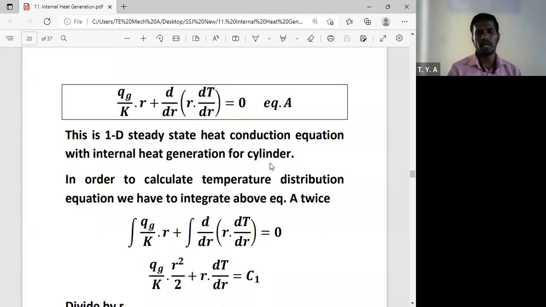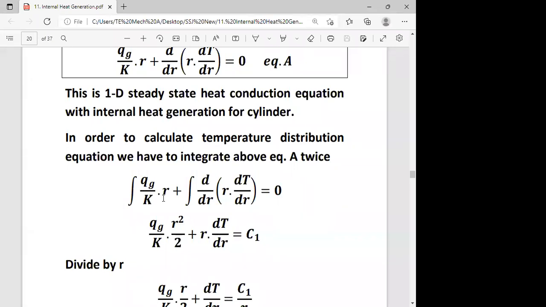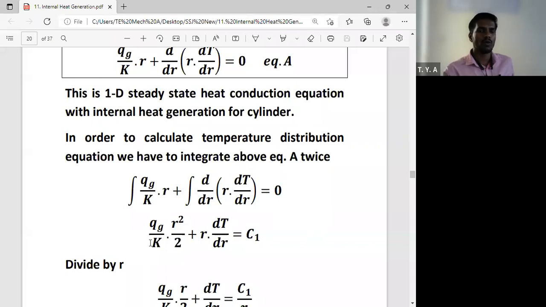So integration of QG by K into R plus integration of d by dr of R into dt by dr is equal to 0. So by taking the integration, what is the integration of R? R square by 2. Okay, so therefore QG by K into R square by 2 plus, then integration and derivative are opposite to each other, so that becomes cancelled. So plus R into dt by dr is equal to a constant, that is C1.